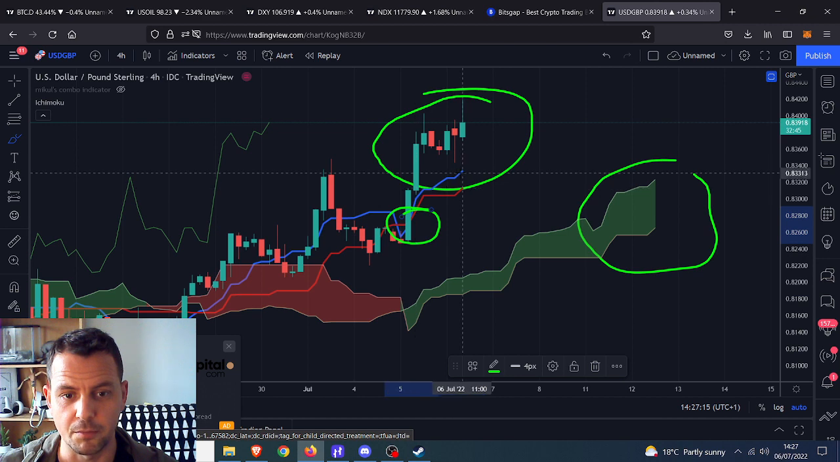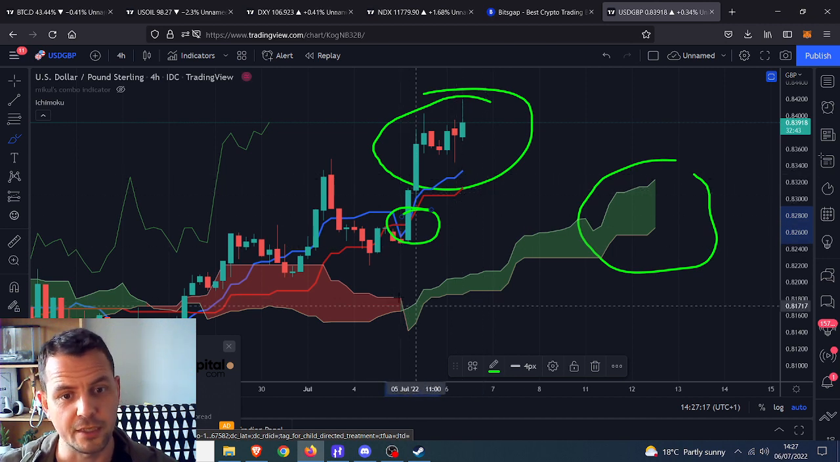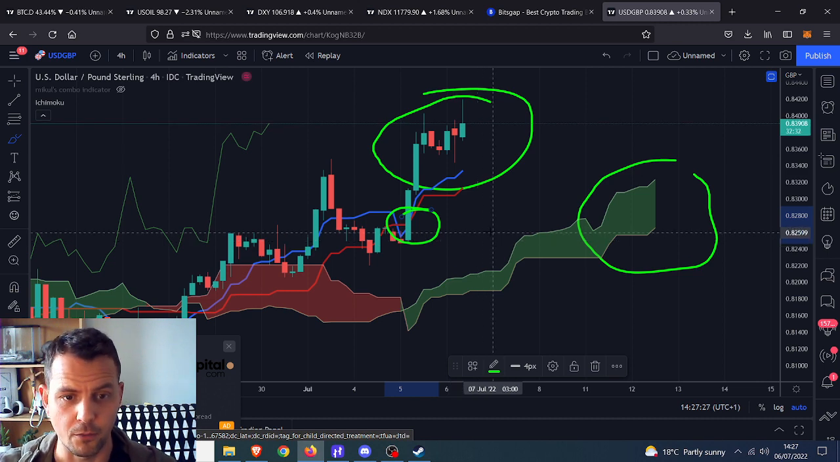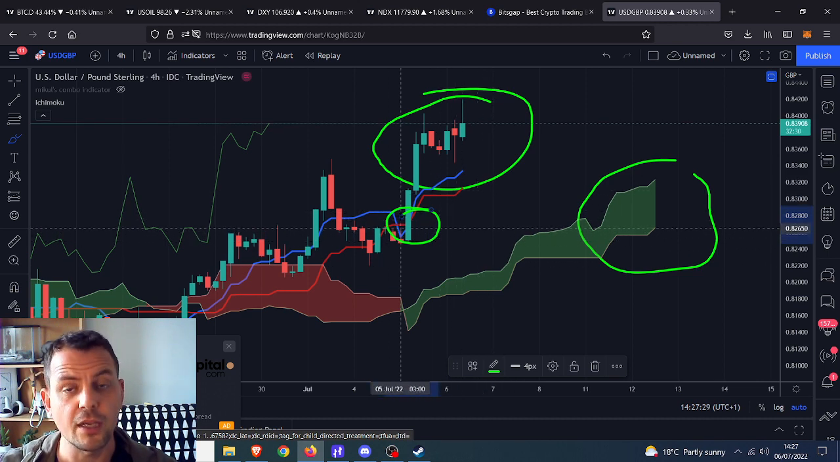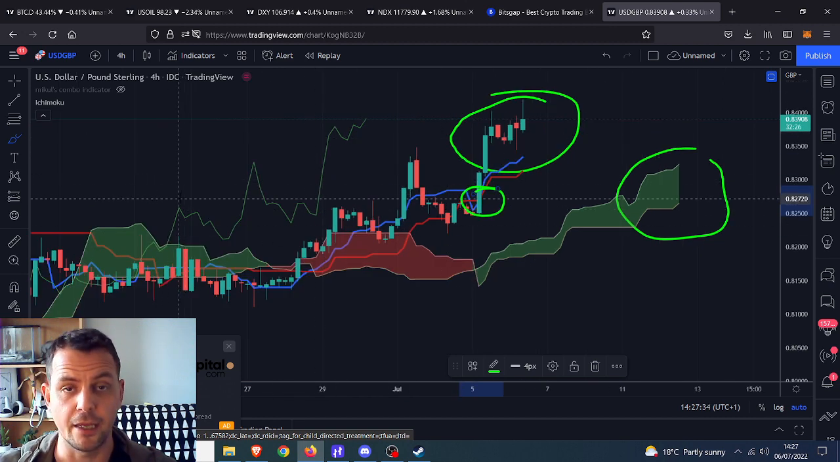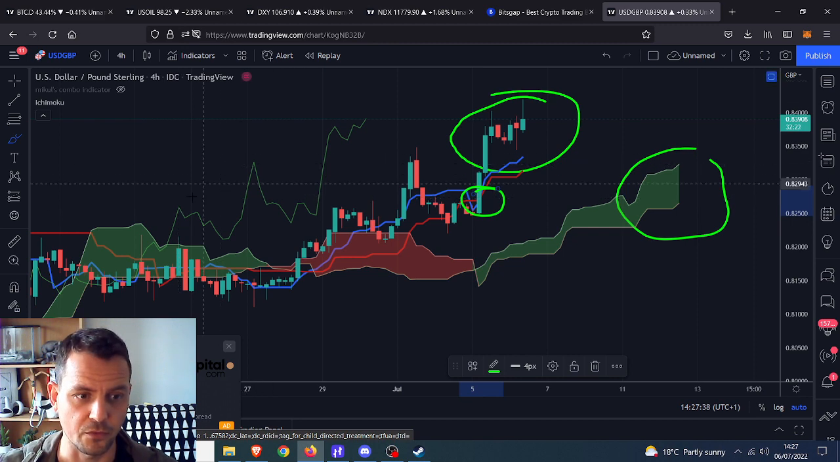The next thing is your conversion line and baseline. The conversion line is this blue, and the red is your baseline. That has to have a cross, and this cross can happen above, inside, or below the cloud. It doesn't matter where, so long as it's crossed and diverging. And the last thing is your Chikou span, which in this instance has to be above the cloud, and we've obviously got that here.